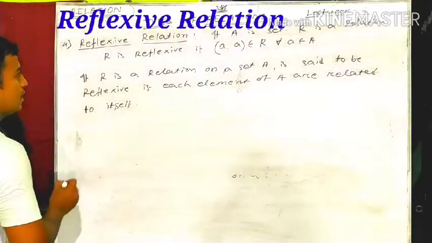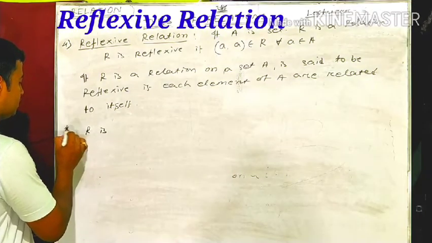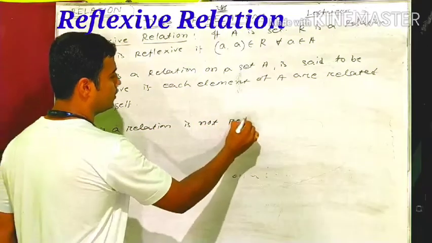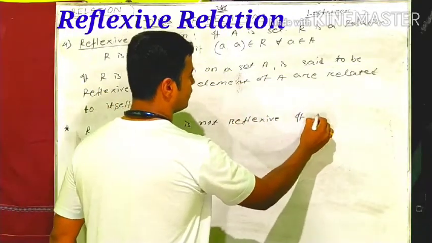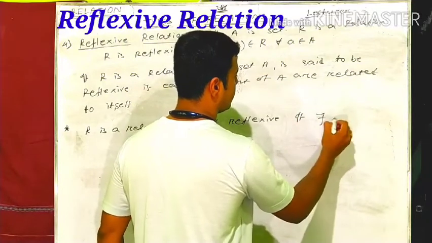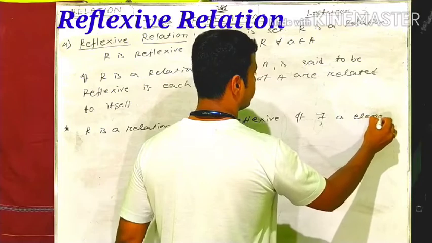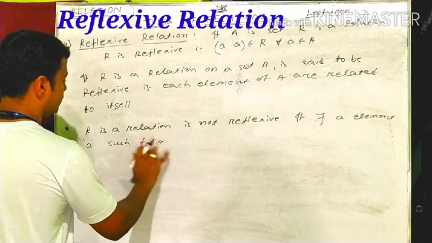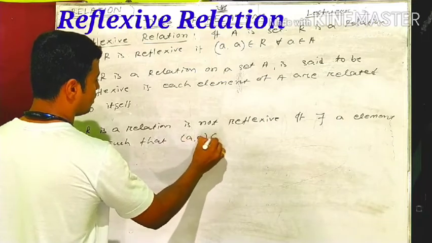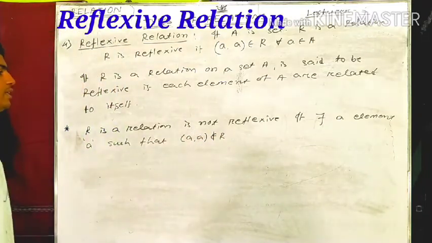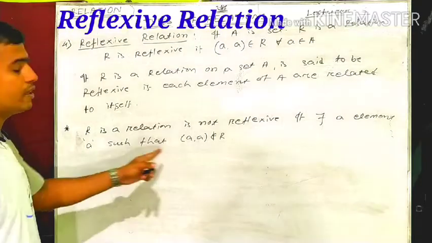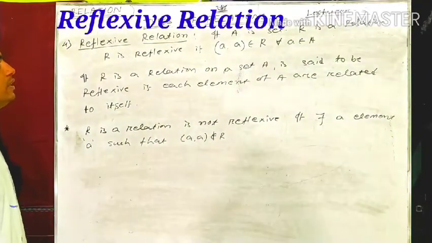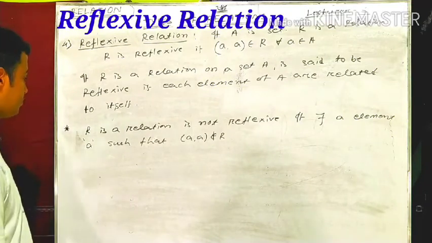A relation R is not reflexive if there exists an element a such that (a, a) does not belong to R. If R is a relation that is not reflexive, there exists an element a such that (a, a) does not belong to R. So reflexive means each element of A must be related to itself.